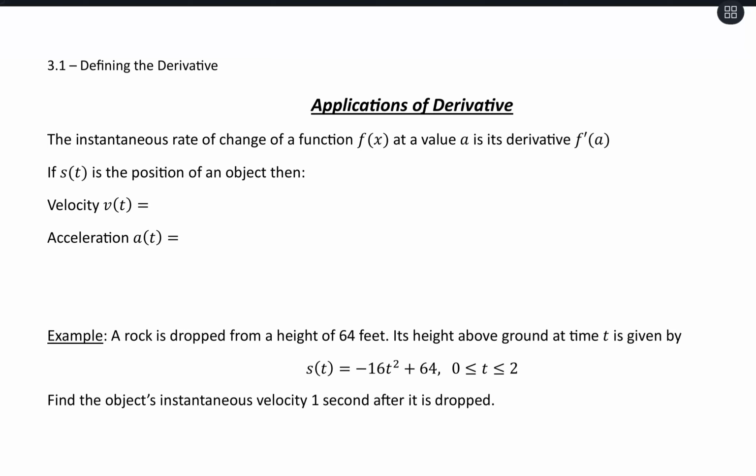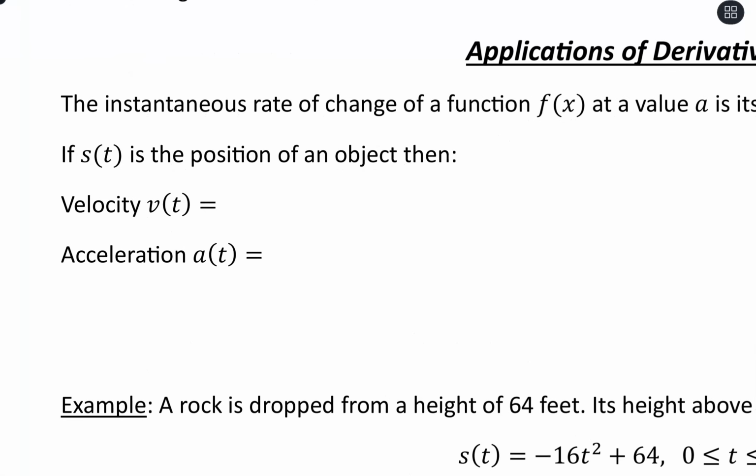So let's say we have a function that's describing the position of an object. So s of t, so s is describing the position, which we'll be describing as a distance. And then t is going to be the amount of time that's passed. So what this function's doing is describing how far away an item is in relation to time.